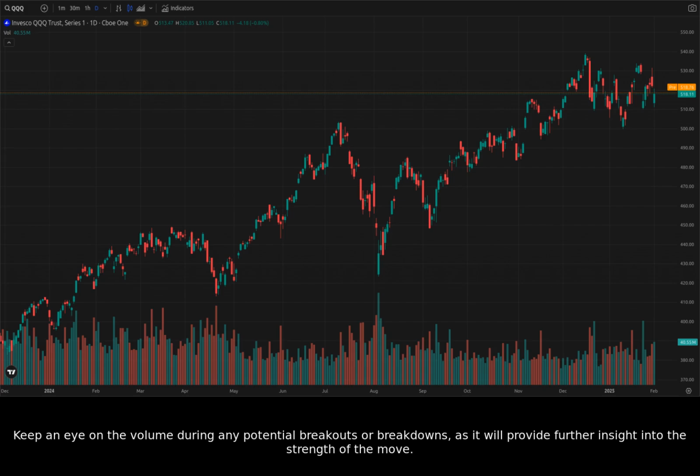Keep an eye on the volume during any potential breakouts or breakdowns, as it will provide further insight into the strength of the move. As always, risk management is paramount, so utilize stop-loss orders to protect your capital in this volatile environment.